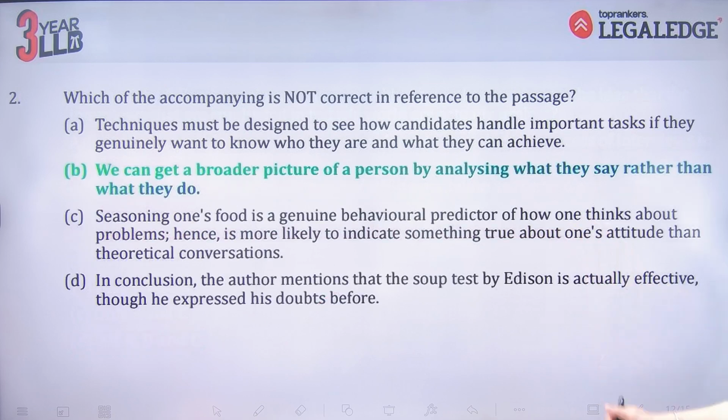Now see, students, question number two: which of the following is not correct in reference to the passage?